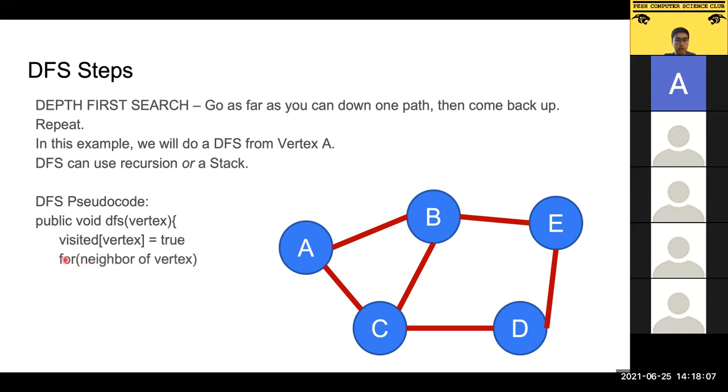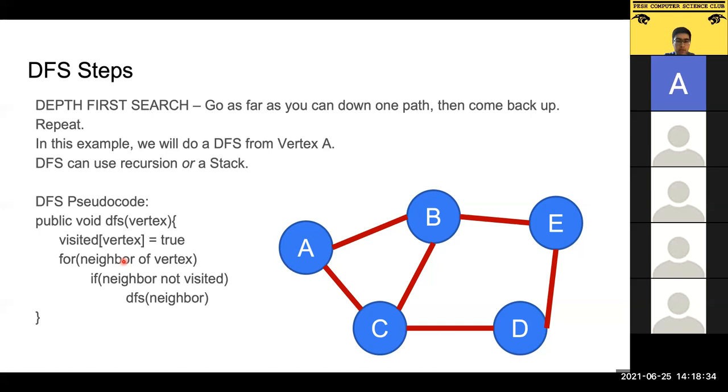Then we go through each of the neighbors that the vertex has, much like a BFS. We check if the neighbor is not visited, and then we call DFS on it. And that's all it is. So you can see this is pretty much the same thing as a BFS, except instead of using a queue, we're just using recursion. And that is going to be very different. It's actually a pretty big difference doing a BFS versus a DFS.